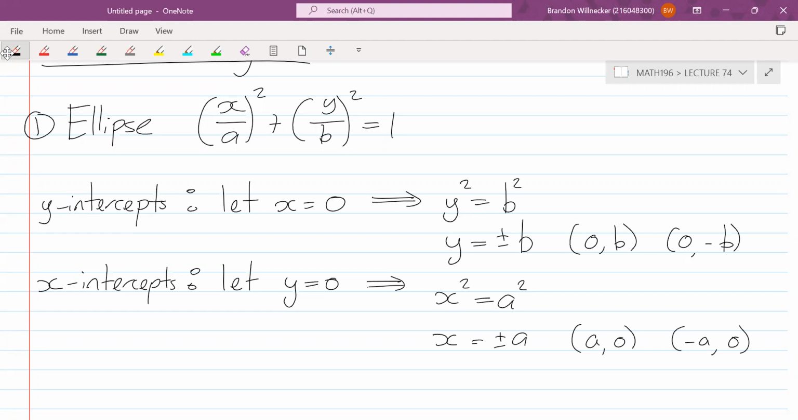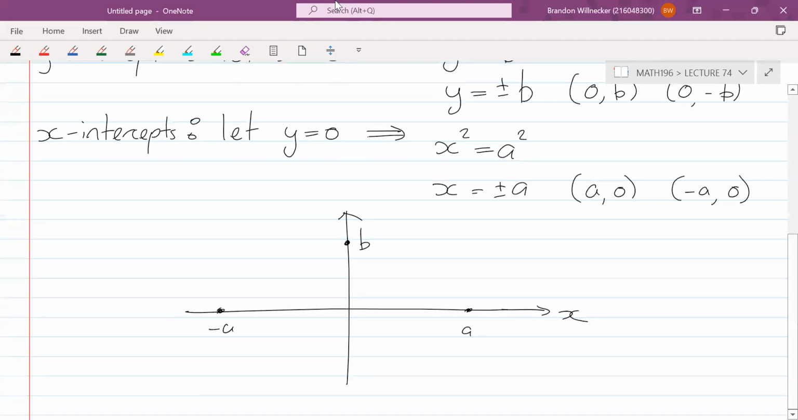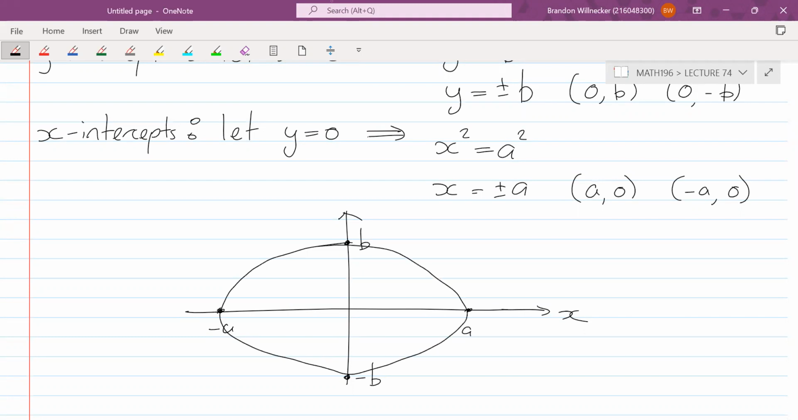That's all we need to sketch the ellipse, because we know that it has a sort of circular shape, but it's a bit stretched out. If we look at the axes, we're going to have the two endpoints of the ellipse at minus a and a along x, and along y it's going to be b and minus b, maybe somewhere over here. And then we can connect them like this, and that gives us our rough ellipse shape.